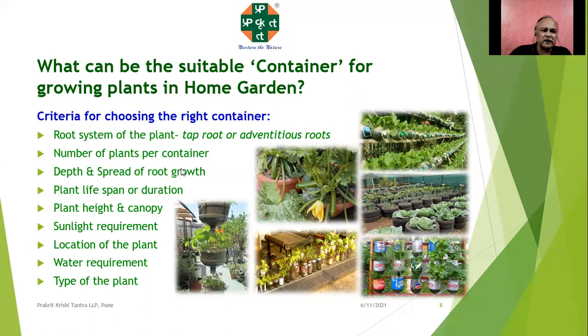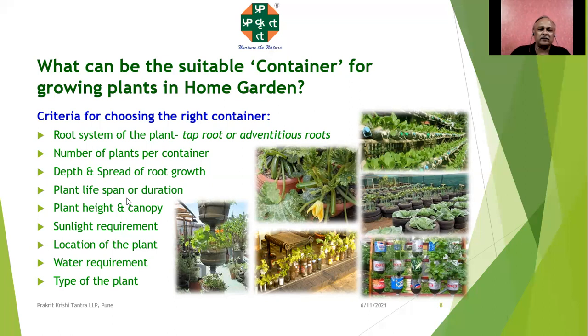Then the number of plants per container, depending on the size of the container, shape of the container, and also the depth of the container is important. So how many plants we can grow and we should grow, again, will depend on the type of the plant. Then depth and spread of the root, as I said, the container size should be according to the root system rather. And then lifespan or duration of the plant.